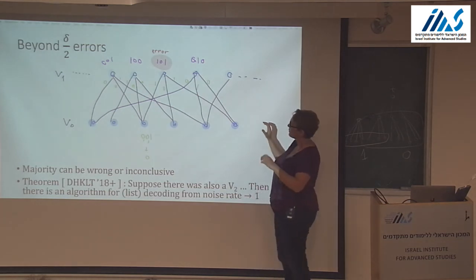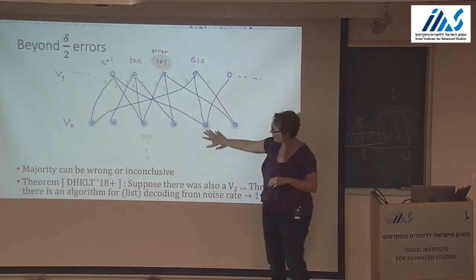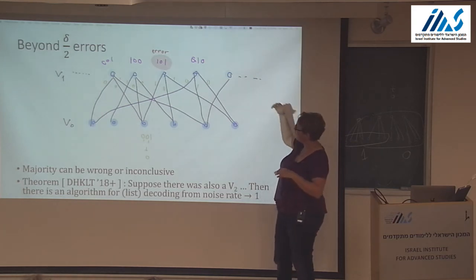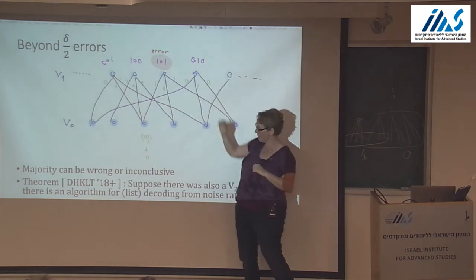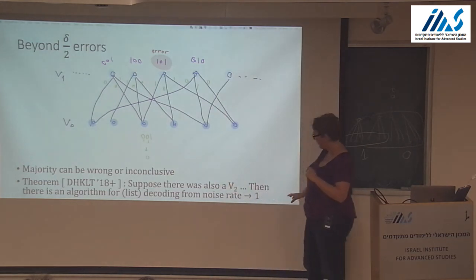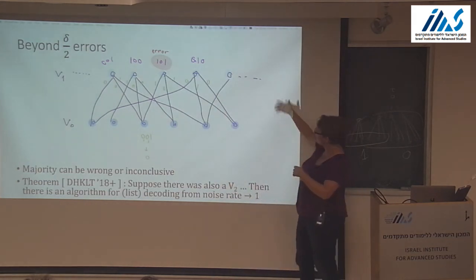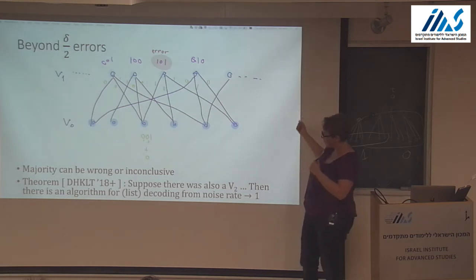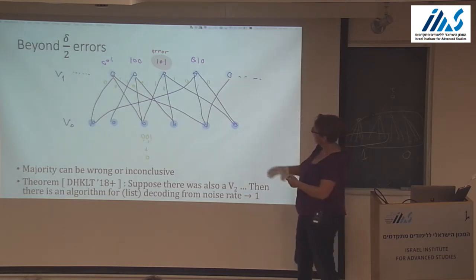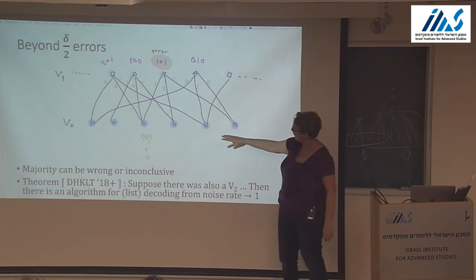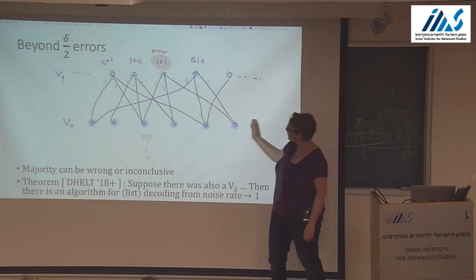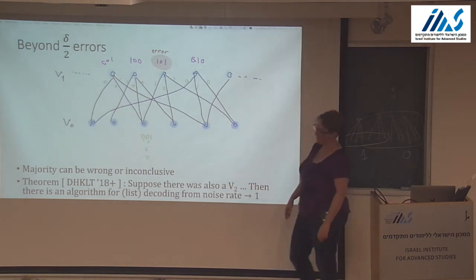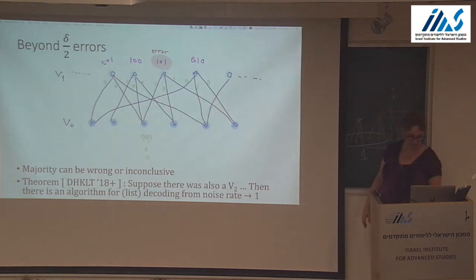So I just want to stress that it's the same construction, exactly the same as before. It's just that for the decoding algorithm, I'm going to now use V2. Okay, so this is the new result: if your construction is part of a double sampler, then there is a list decoding algorithm that recovers from an amount of errors going to 1. So for example, from 99% errors. Okay, so let's see that.